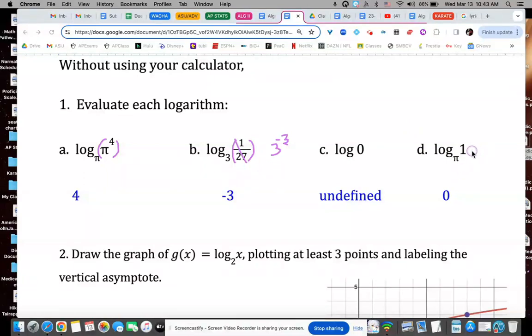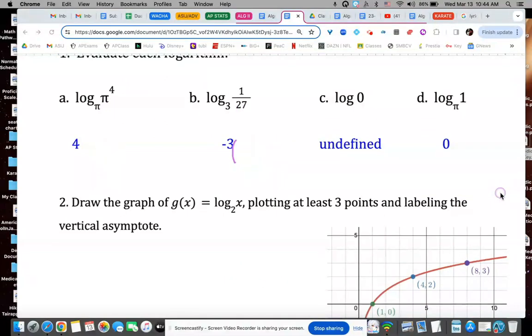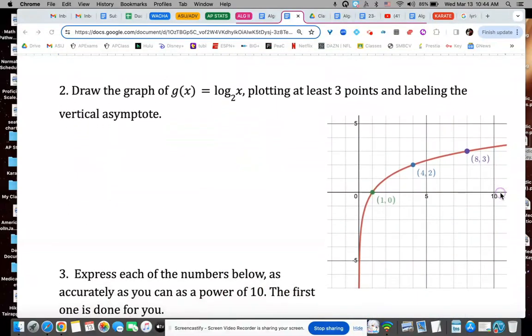Log base pi of 1. The only power that can make something equal 1 is 0. But the good news is it works no matter what the base is. Whoever wrote this is using pi to show you that it doesn't matter what that base is. This could be 12 or 632. It doesn't matter. If it's to the 0 power, it's going to equal 1. Same thing here on part A. It doesn't matter what these bases are, as long as they're the same, it's going to be 4 every time. So that's a little insight into thinking about logs and exponentials as inverses.